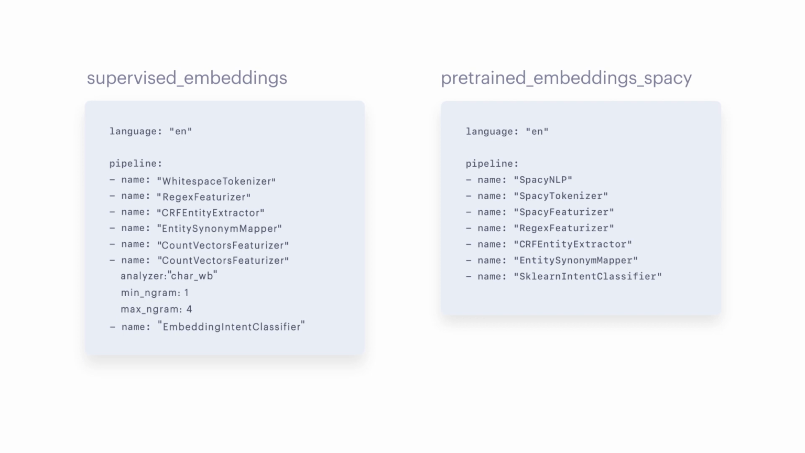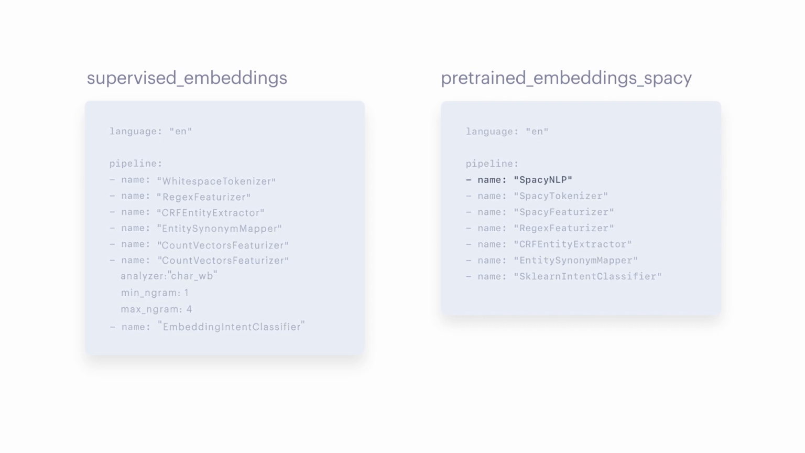Pre-trained embedding spaCy pipeline starts with a component called SpacyNLP. If you remember from the previous episode, this pipeline uses pre-trained word embeddings. The SpacyNLP component is responsible for loading the spaCy language model and having it ready for the next processing steps. This component is only relevant if you are using spaCy language models and is not necessary for other pipeline configurations.